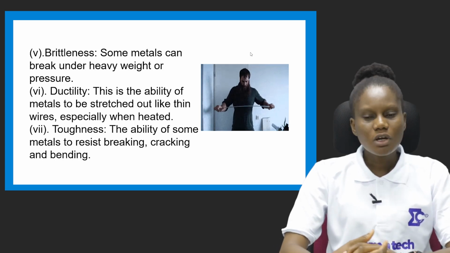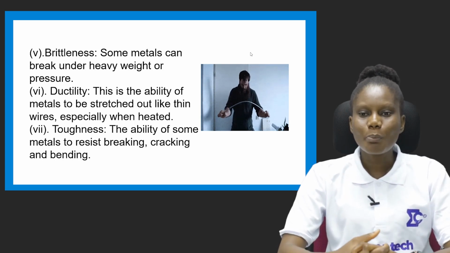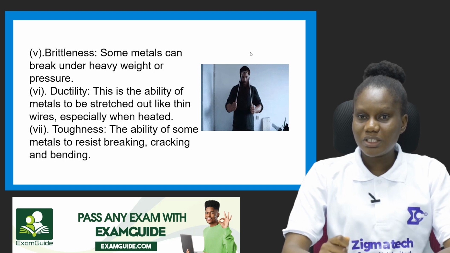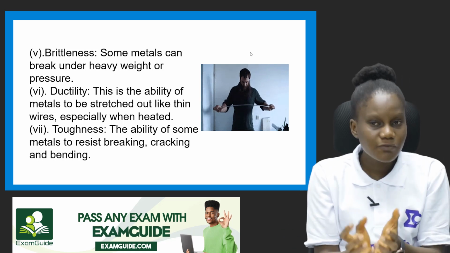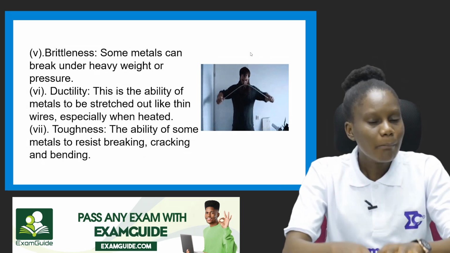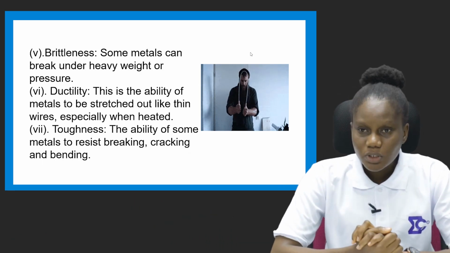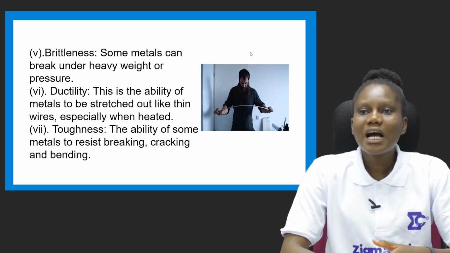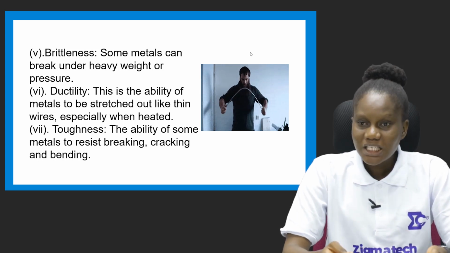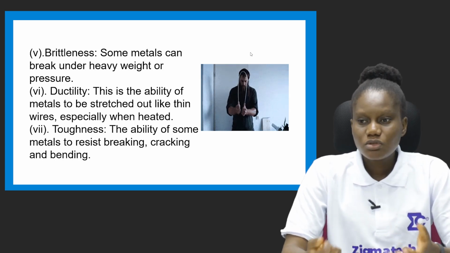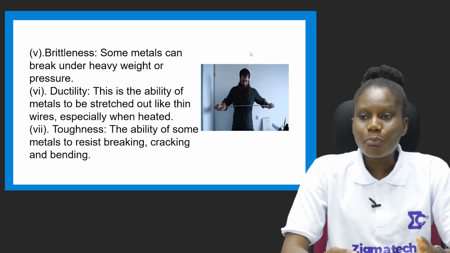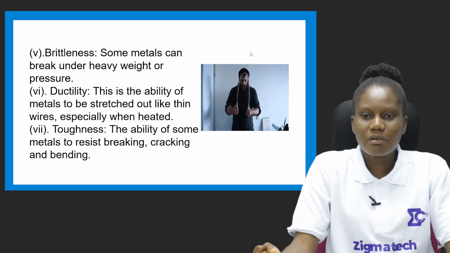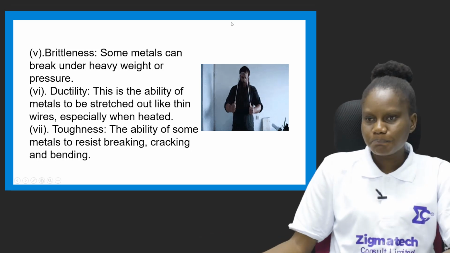Number seven, we have toughness. Toughness is the ability of some metals to resist breaking. I said in number five we talked about brittleness. Some metals can break under heavy weight or pressure, and I said some. Notice the word some, it's not all metals. Metals being tough is one of their properties. So it is the ability of some metals to resist breaking: no matter the pressure you put on them, they can resist breaking, cracking, and bending. Such as your gold, before you can break it, you have to apply a lot of force, so it can resist breaking, it can resist cracking, and it can resist bending.